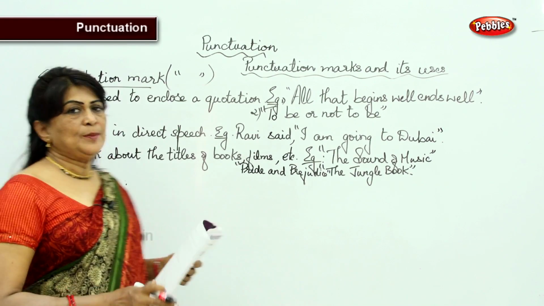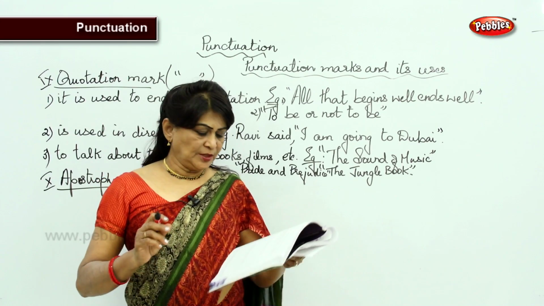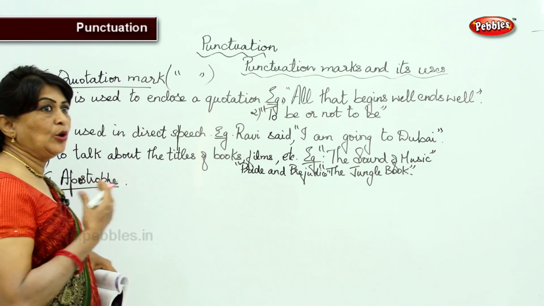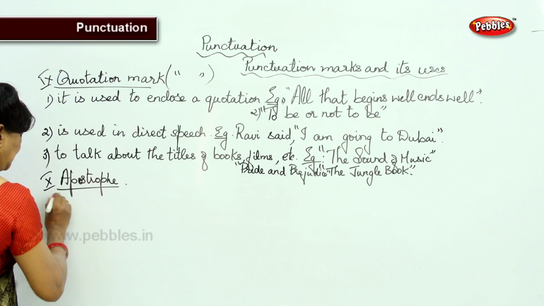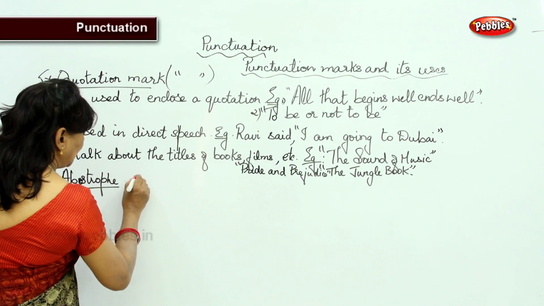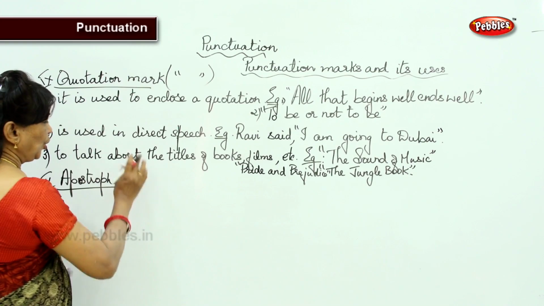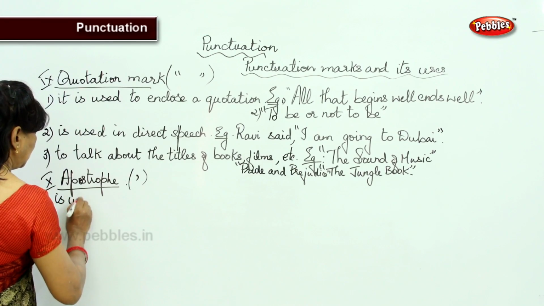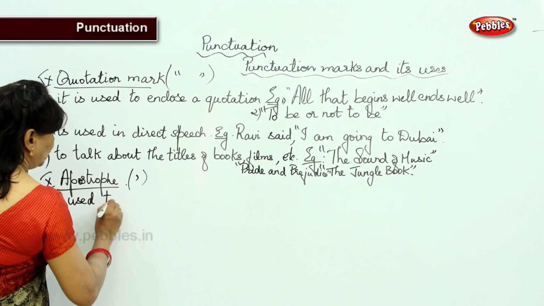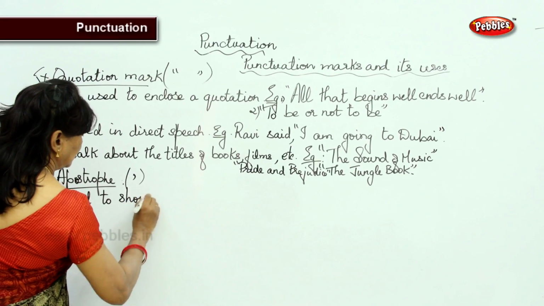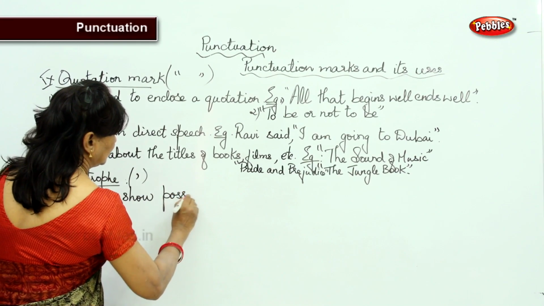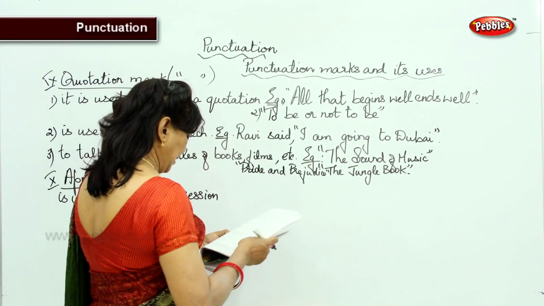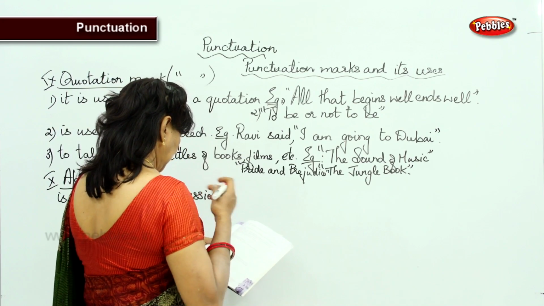Okay, the uses of apostrophe now. An apostrophe is used to show possession, that is how it belongs to somebody. Okay, what is the apostrophe mark? Like this, a comma on top. Okay, this is the apostrophe mark. It is used to show possession, and to show time and distance.